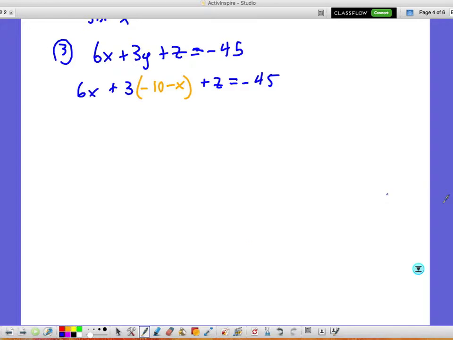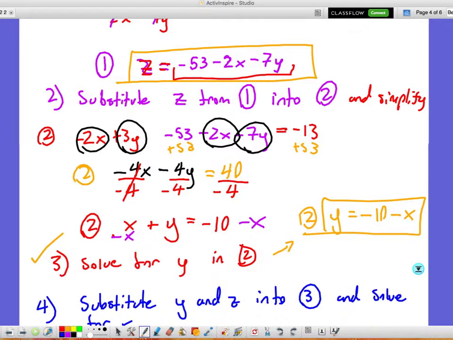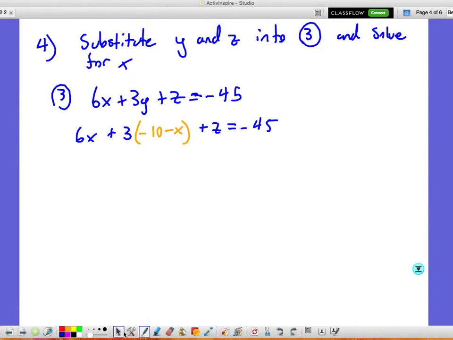Okay, so now what I can do is go ahead and simplify. So I have 6x. Now this 3 is in front of the parentheses, so I need to distribute. The reason I know I need to distribute is because we replaced y and the 3 was multiplying y, so we need to distribute here. So 3 times negative 10 is negative 30, 3 times negative x is negative 3x, plus z equals negative 45.